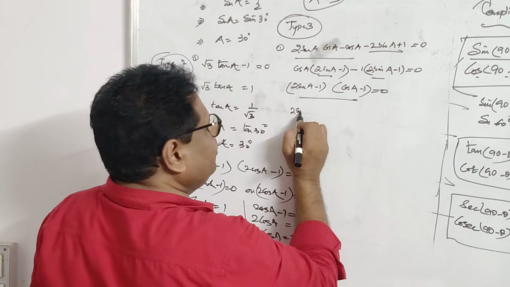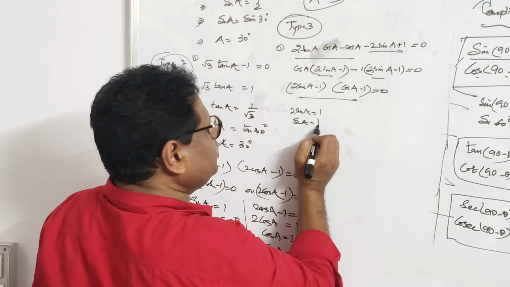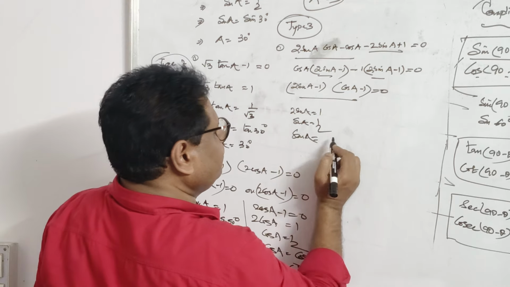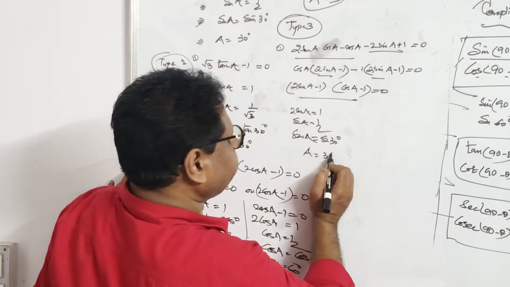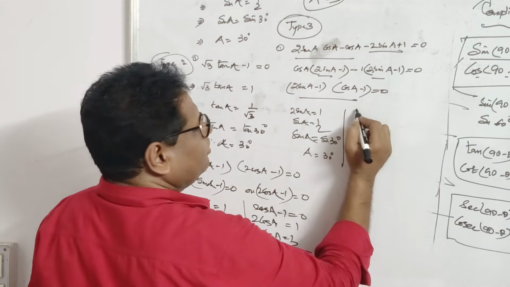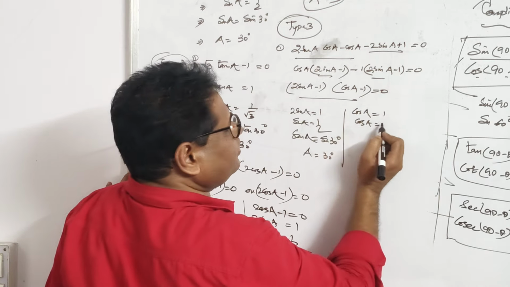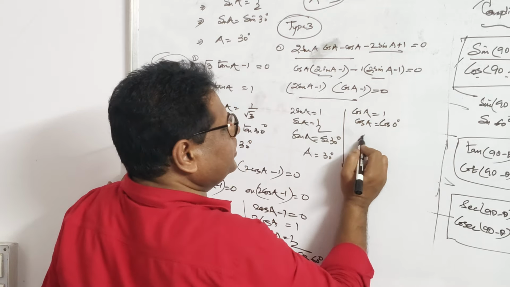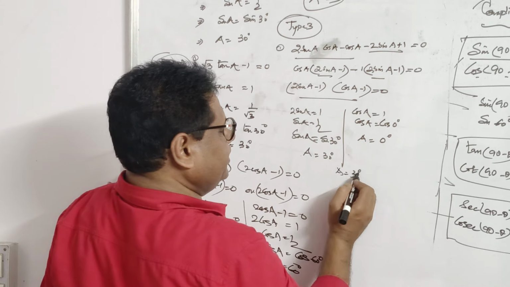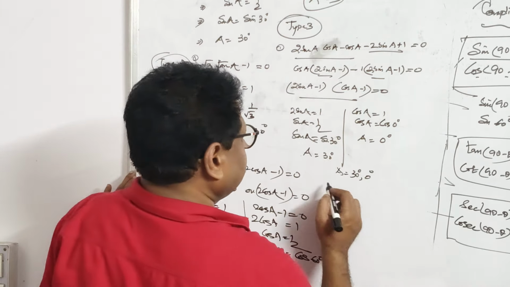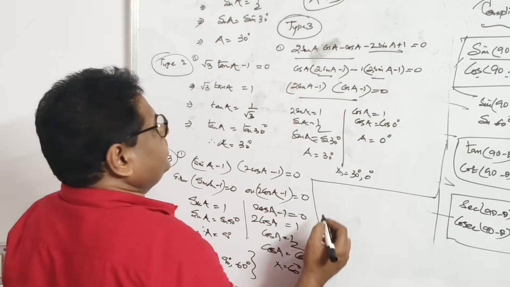After that you can solve in the same manner as you have done this. That means if you consider 2 sin A equals 1, then sin A equals half, that means sin A equals sin 30 degree. So one value you got is 30 degree. Another value, cos A equals 1, that means cos A equals cos 0 degree, therefore A equals 0 degree. So these are the two values, A equals 30 degree and 0 degree. Now let's take a more complicated question.